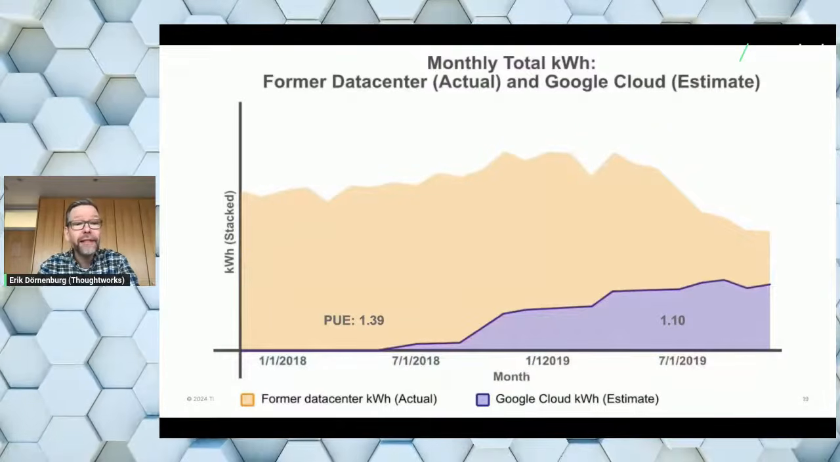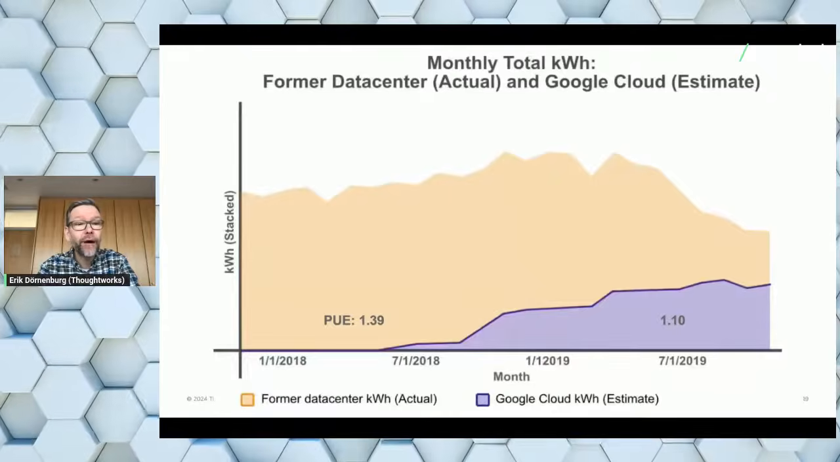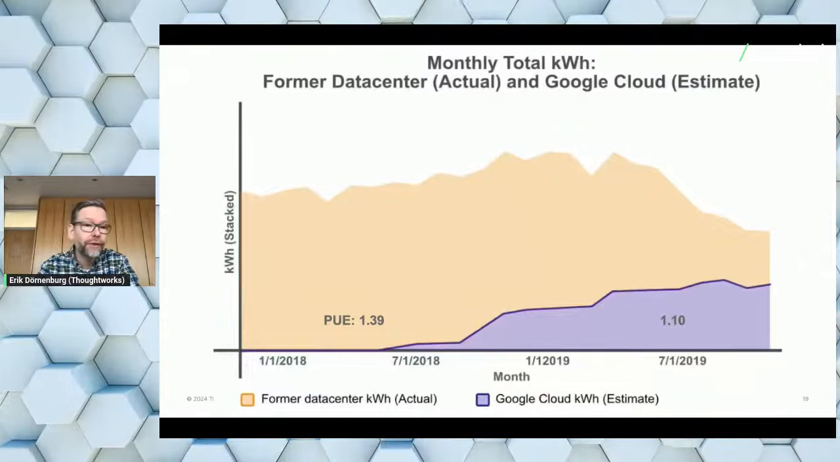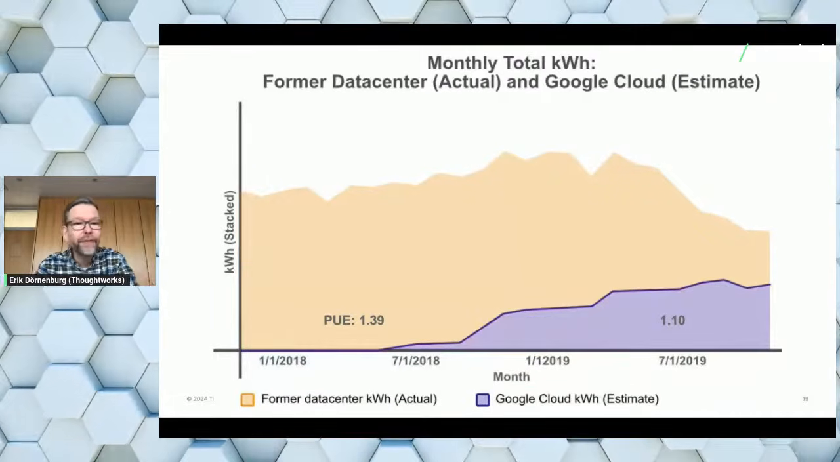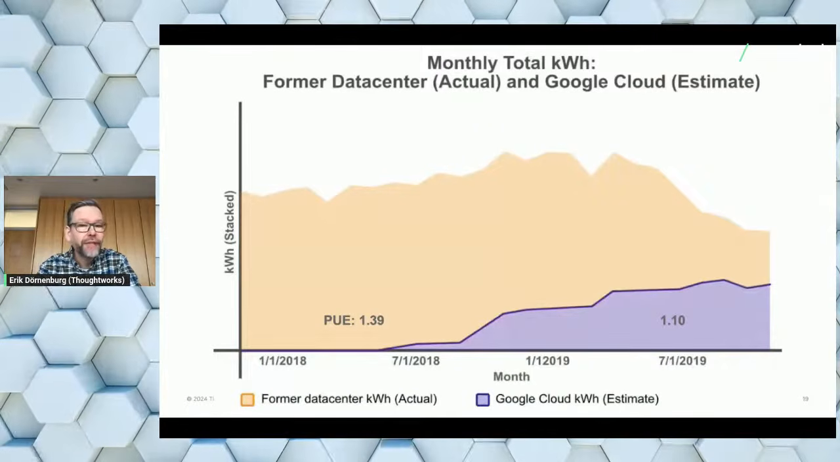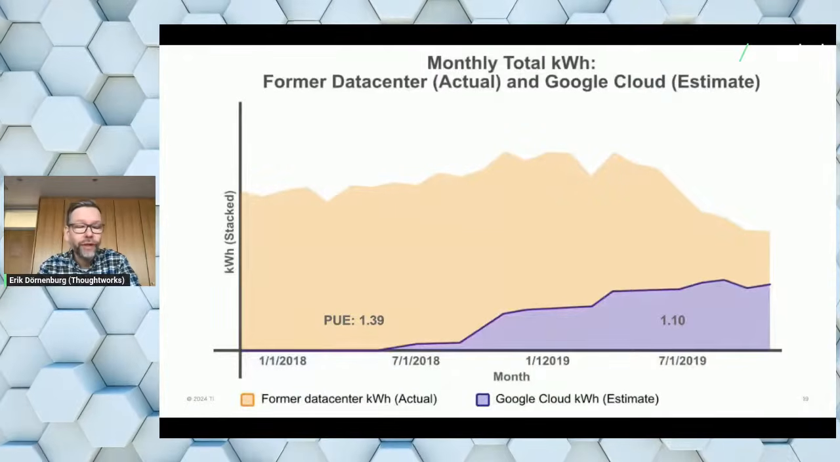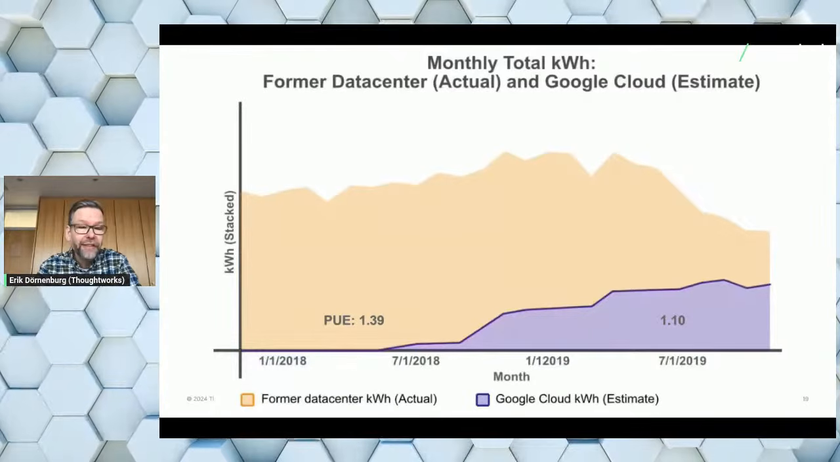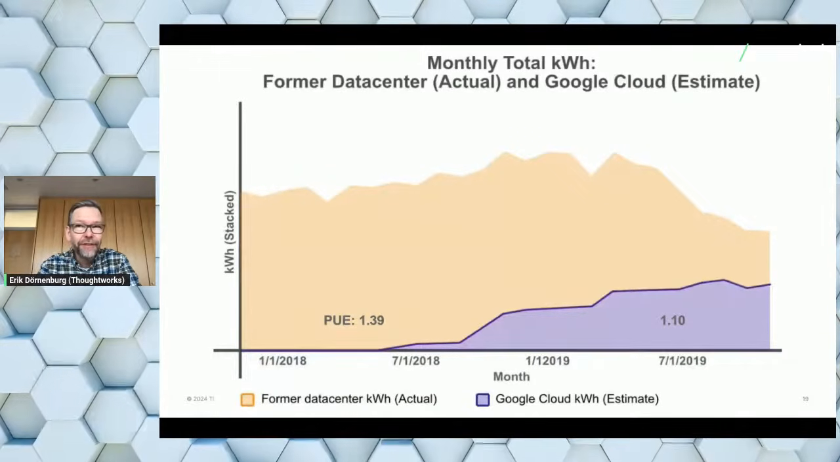You can see the chart here in 2016. They knew how many kilowatt hours they were using. This is all from a blog post that they have published, which was linked on the previous slide. And you can see how much electricity they used. Then, of course, they started moving to the Google Cloud and couldn't get the electricity usage anymore.